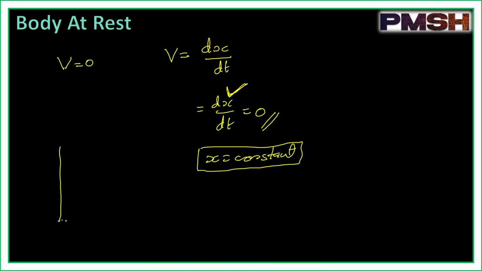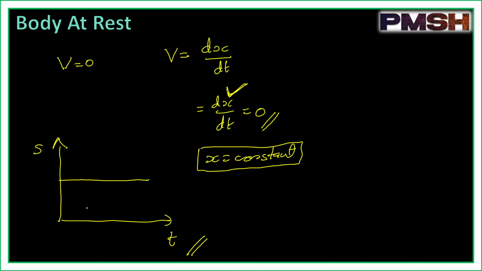So how will the graph look? The graph will be something like this. This will be the displacement-time graph for a body at rest. Displacement is a constant, which means the position of the body is not changing. We know that only when position changes with respect to time will we have velocity. Velocity 0 means there is no change in position with the passage of time.